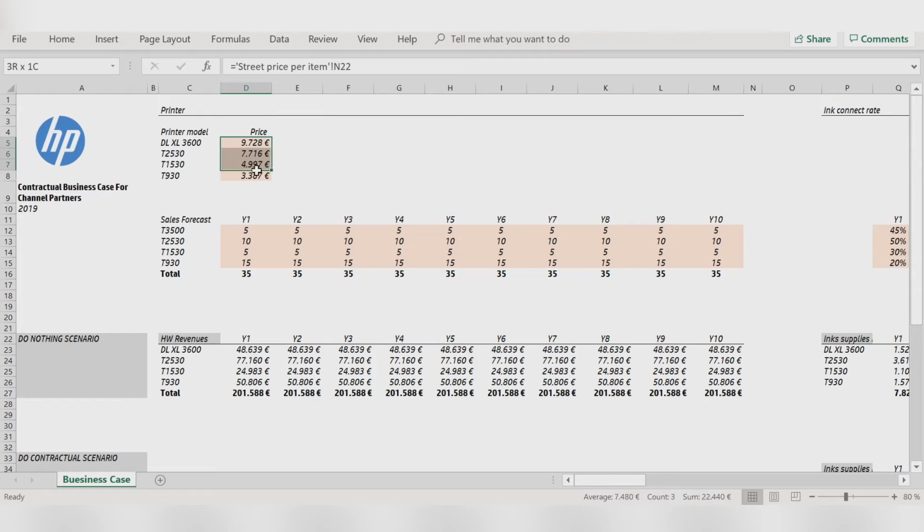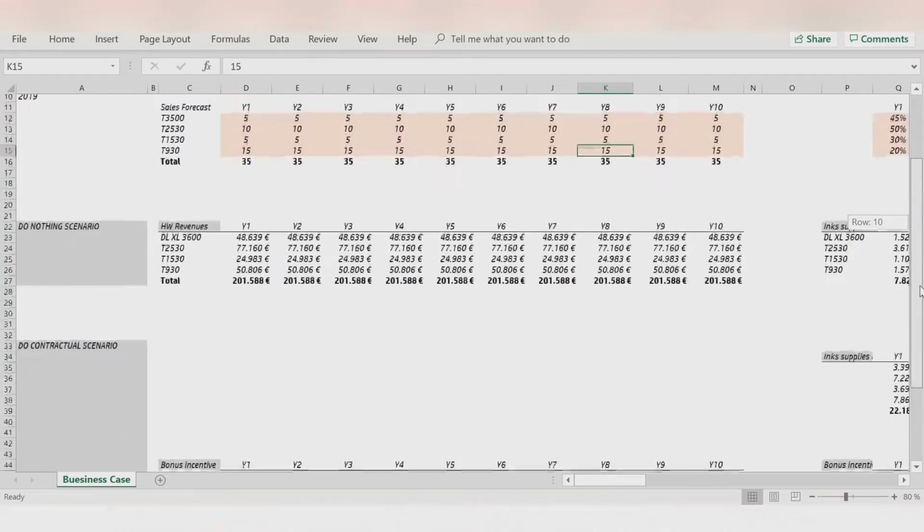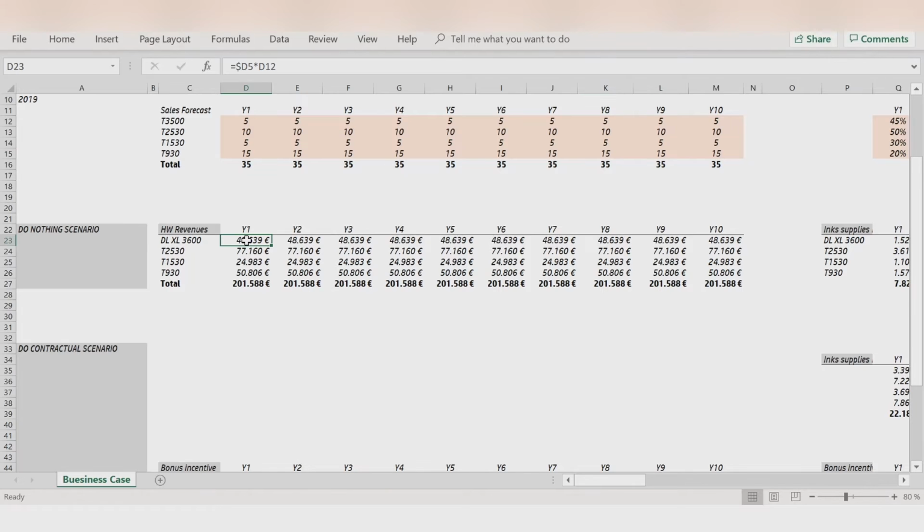And then here you can find the price, basically the street price that the reseller will be using for these units, which is the revenue that the reseller is getting out of each printer model. Secondly, here you have the sales forecast for each one. For each of these printer models, you put the units that you expect to be selling over the next years, in year 1, year 2, etc. And then you don't need to do anything else in this part, because the do nothing scenario will show up here with the revenues that you would expect.